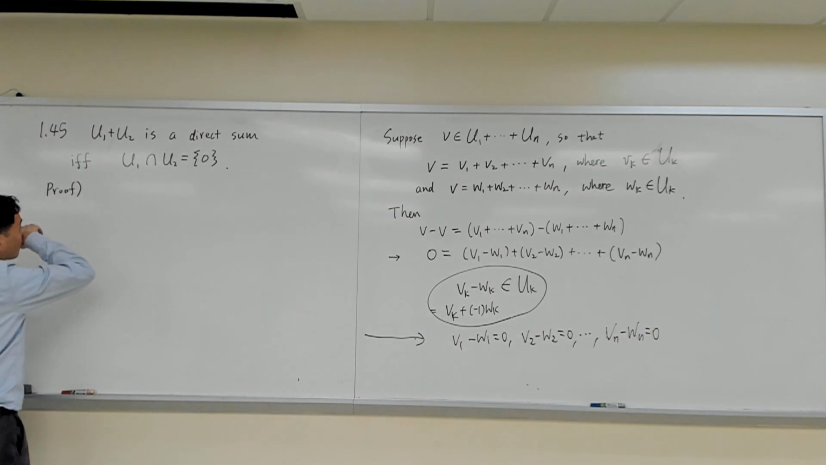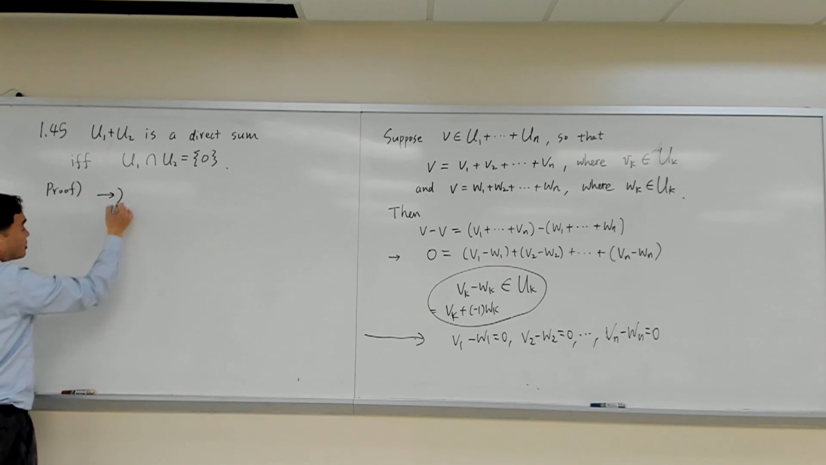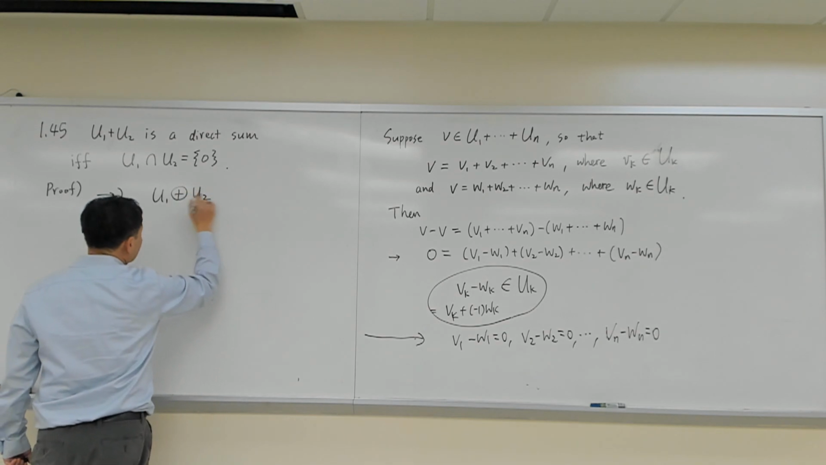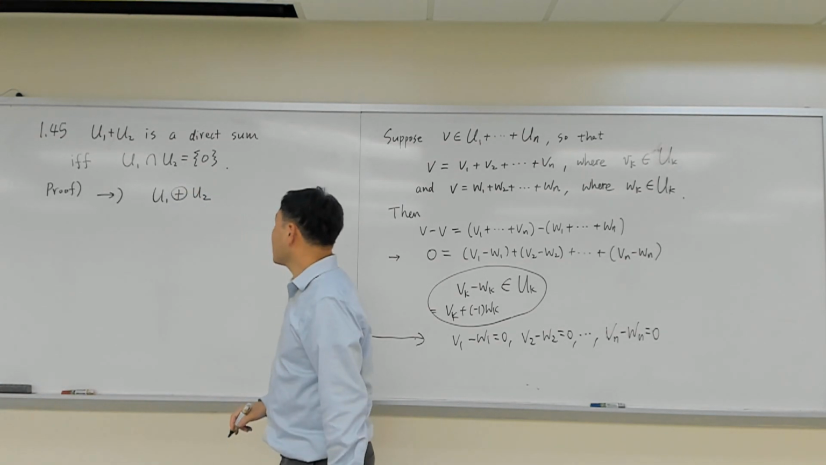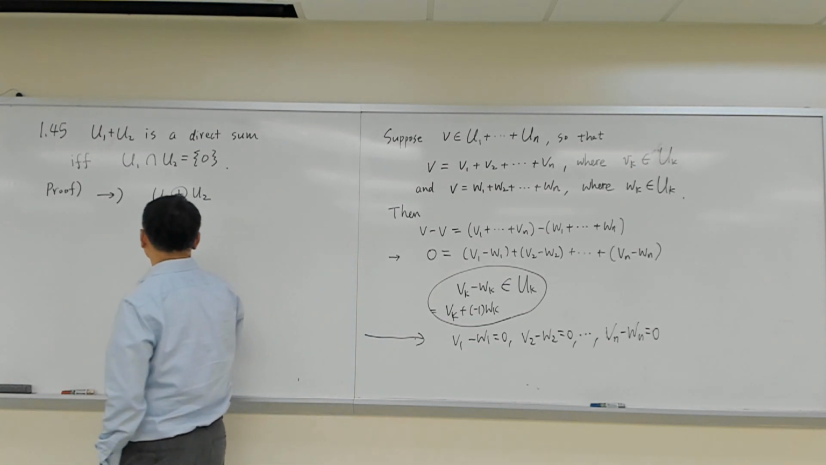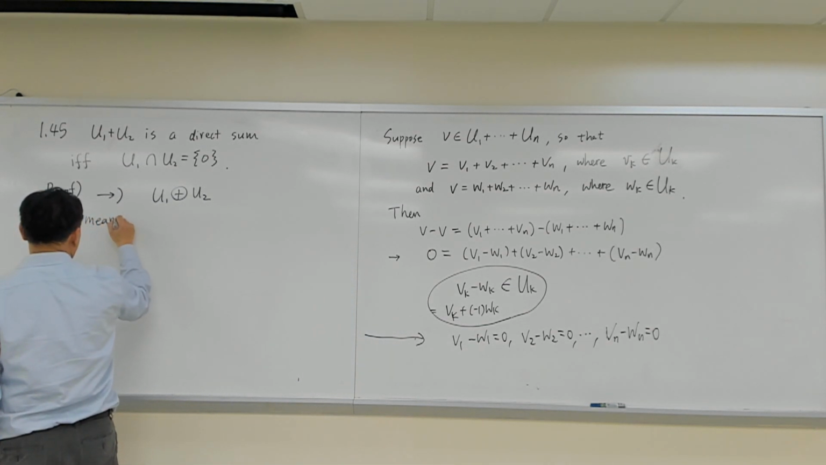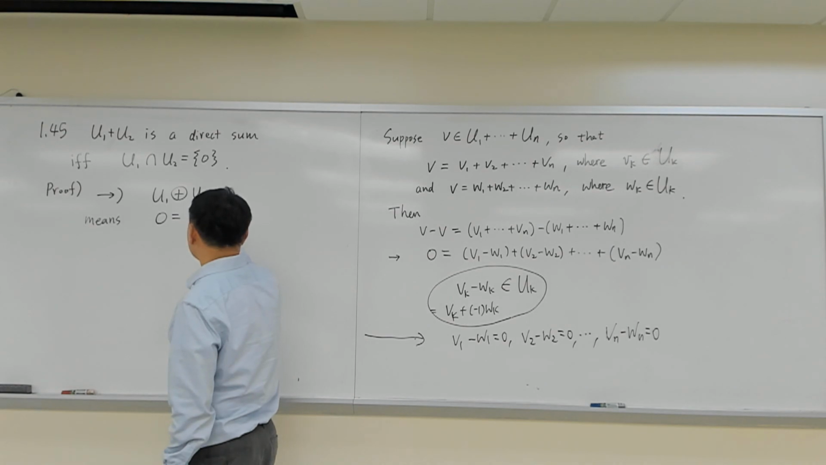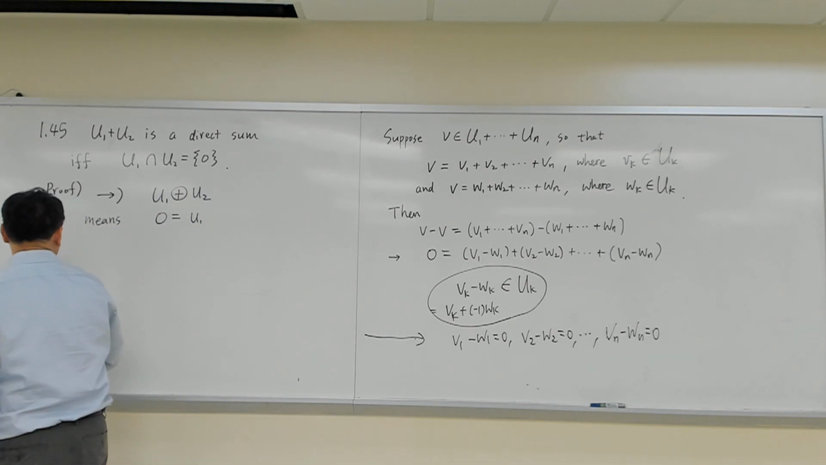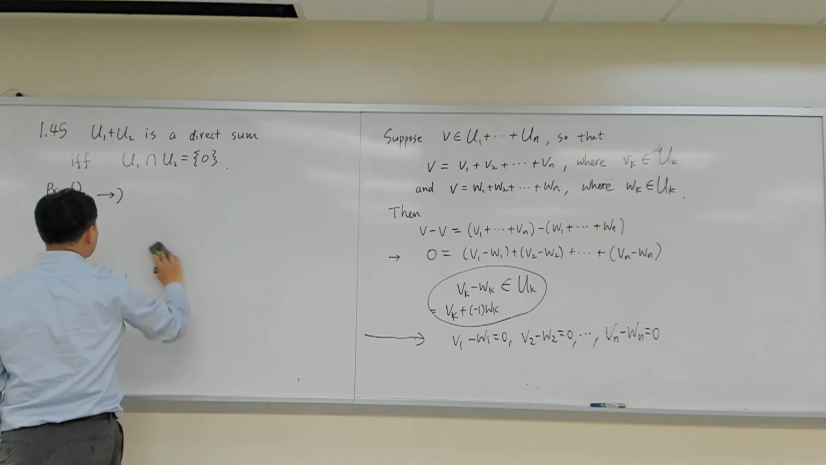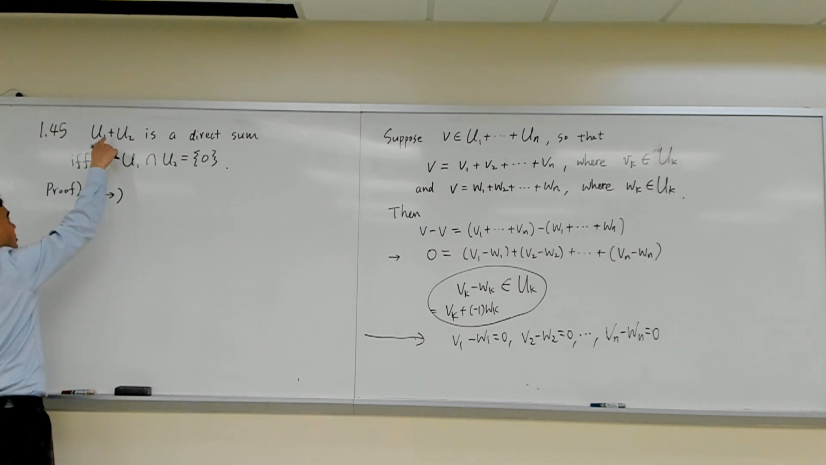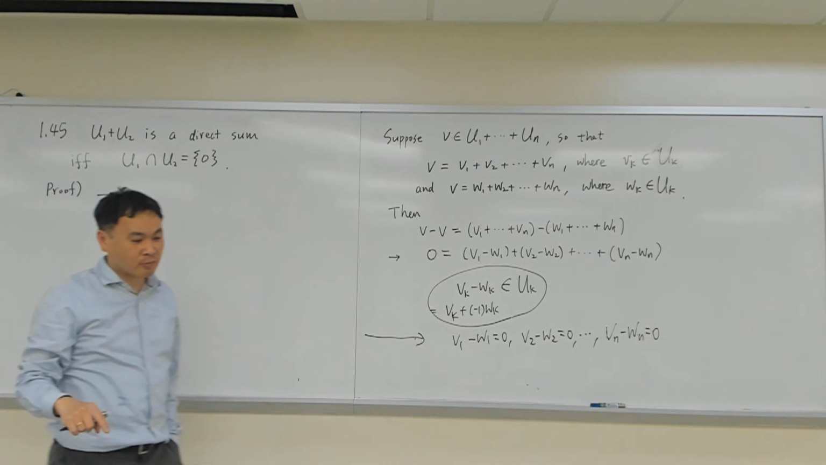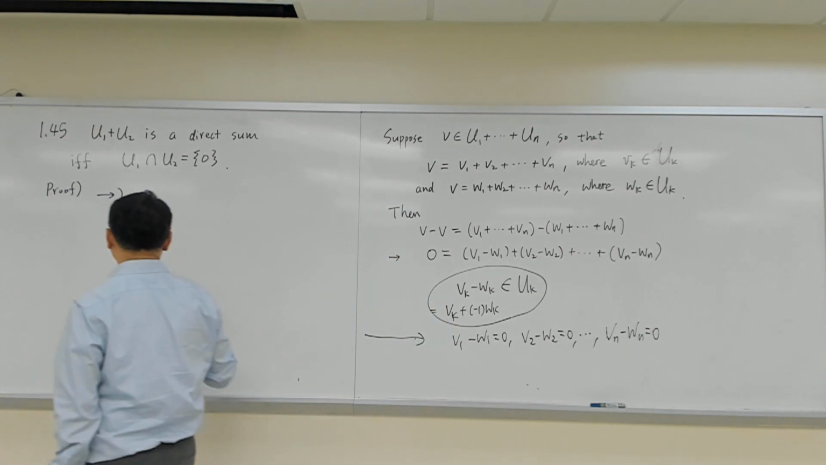First, let's go this way. Here you're saying that U1 plus U2 is a direct sum, okay? Means that 0 is equal to U1. Oh, sorry, let's not do it this way. So, to prove this is a direct sum, we should say something else, okay? So, suppose not.